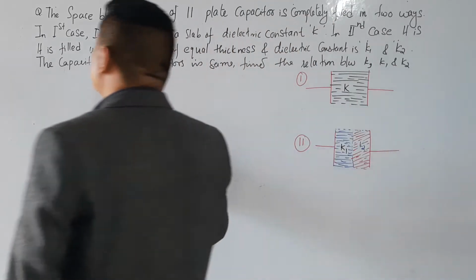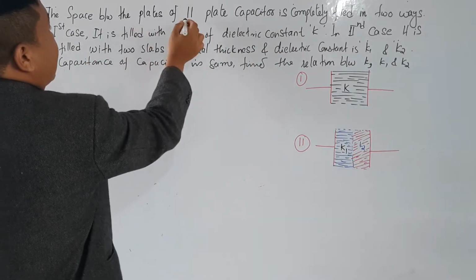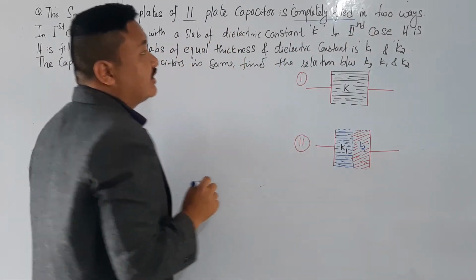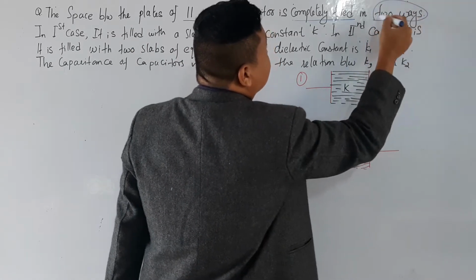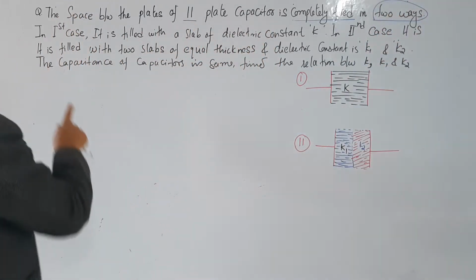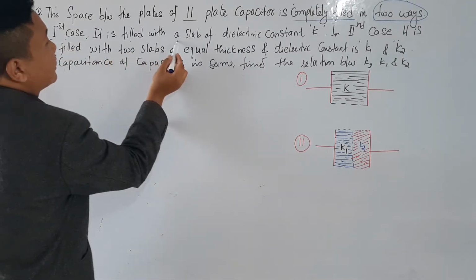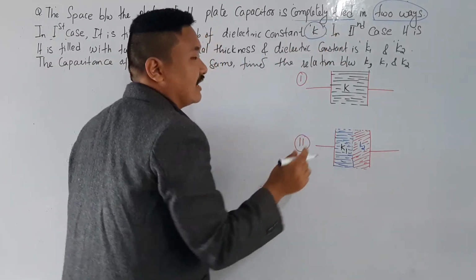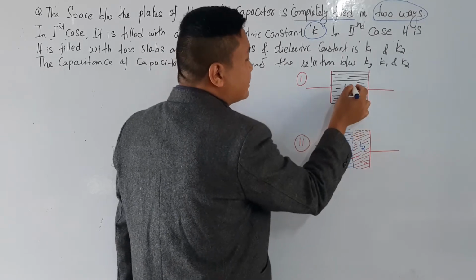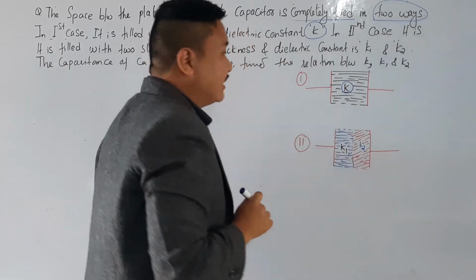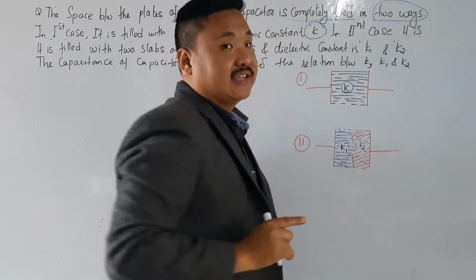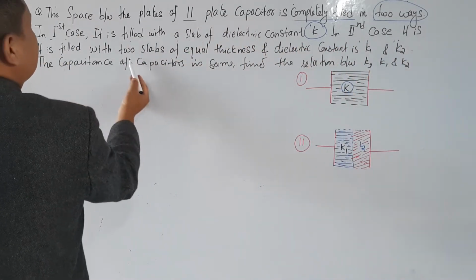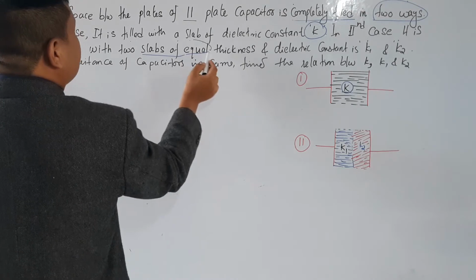The question says that the space between the plates of a parallel plate capacitor is completely filled in two ways. In the first case, it is filled with a slab of dielectric constant K, and in the diagram it is given like this. This is the first case in which the dielectric slab is inserted and the dielectric constant is K. Now in the second case, it is filled with two slabs of equal thickness.